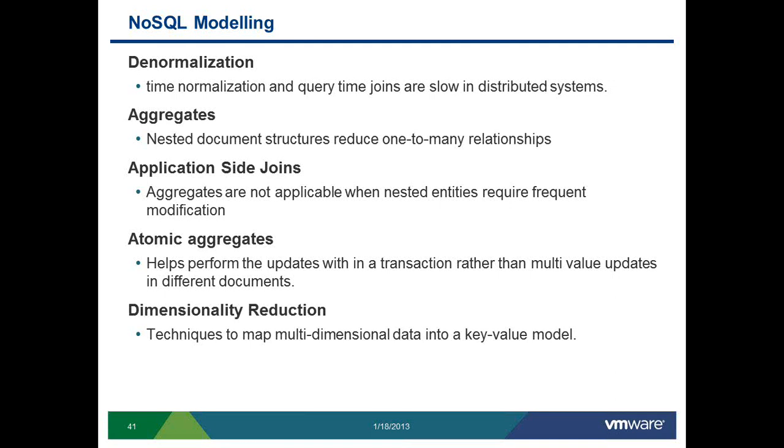And then the next one talks about dimensionality reduction. There are multiple techniques available, in fact, to map multi-dimensional data into a key value model. So we should leverage them. We should ensure that the dimensions have been reduced so that the joins are reduced.